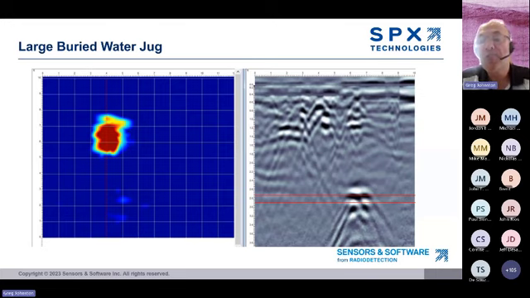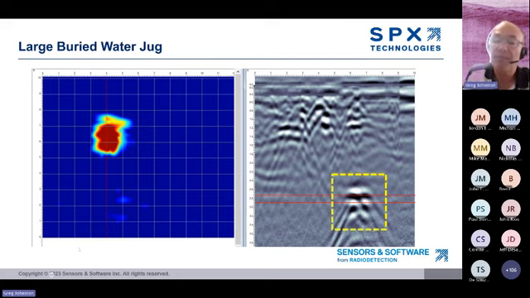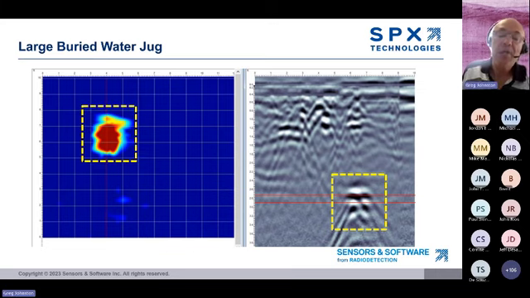Here's an example of a buried water jug collected at a forensics training course for one of our customers. In the cross section on the right, you see the strong response in the GPR line at a depth of about 3 feet. On the left is the depth slice at 3 feet, the water jug appearing as a red spot. The depth slice makes the position of the water jug obvious and even provides some coarse information on the approximate size and shape of the target.